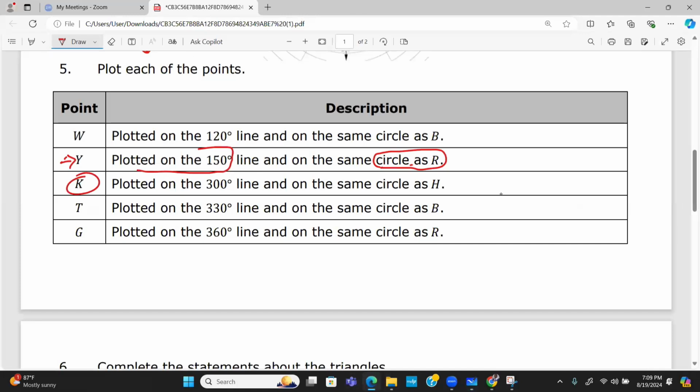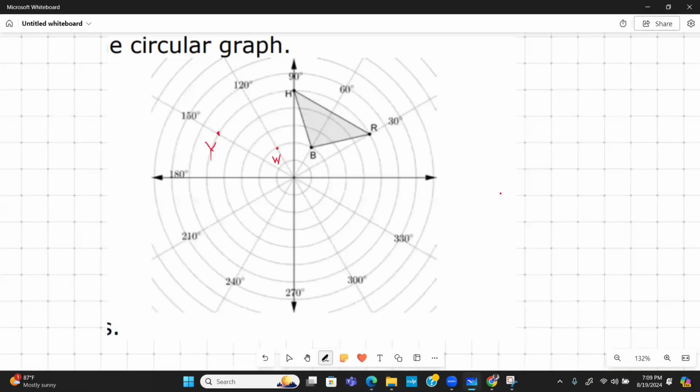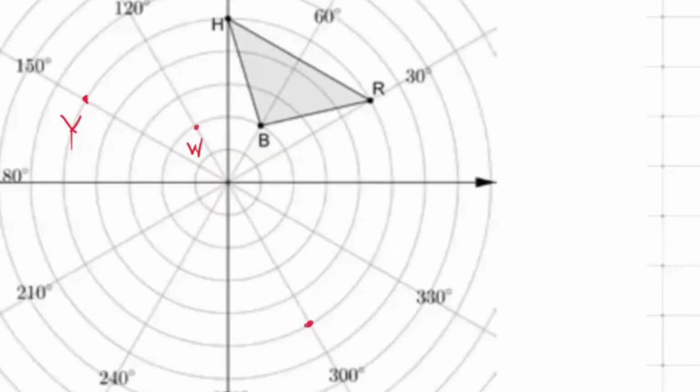Point K is on circle H, and it is at the 300-degree mark, right? This is circle H. On circle H, we're looking for the 300-degree mark, which is right here. This is the 300 degrees. So this is K.